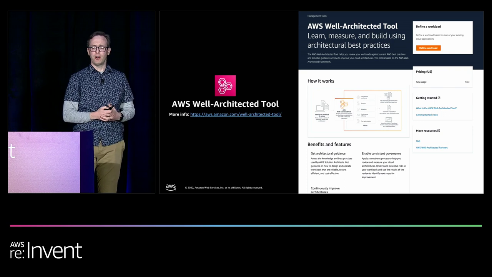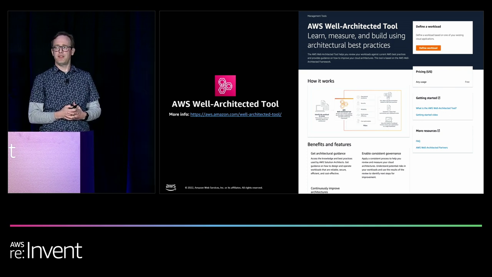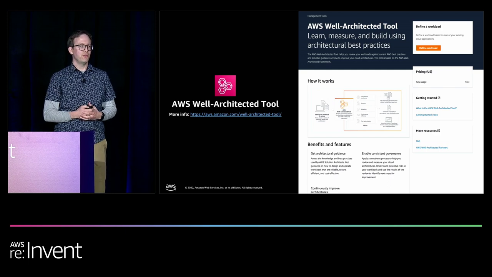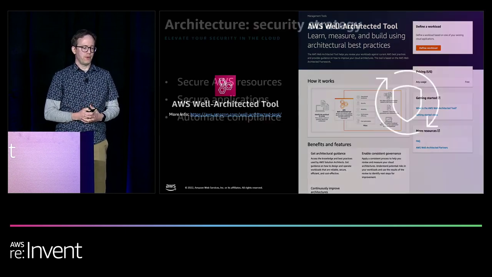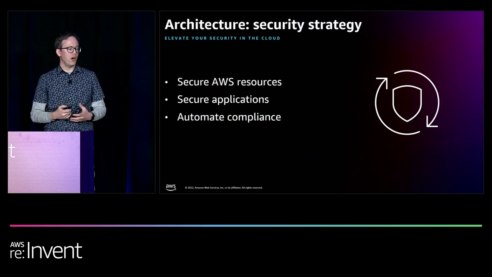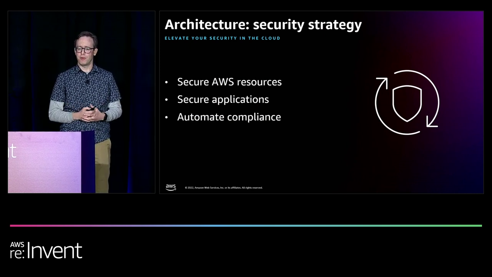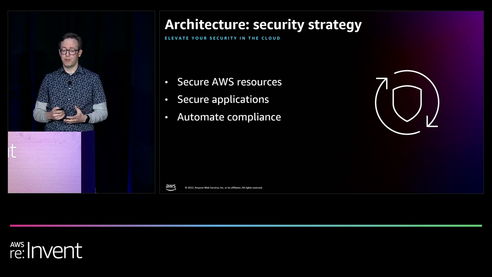In the next portion of the talk, we're going to dive into a few of these areas in more detail and offer some more prescriptive guidance in terms of different areas and ways to address them. So first, we're going to talk about security strategy. As we mentioned earlier, security is job zero for us at AWS, and it should be for you too.